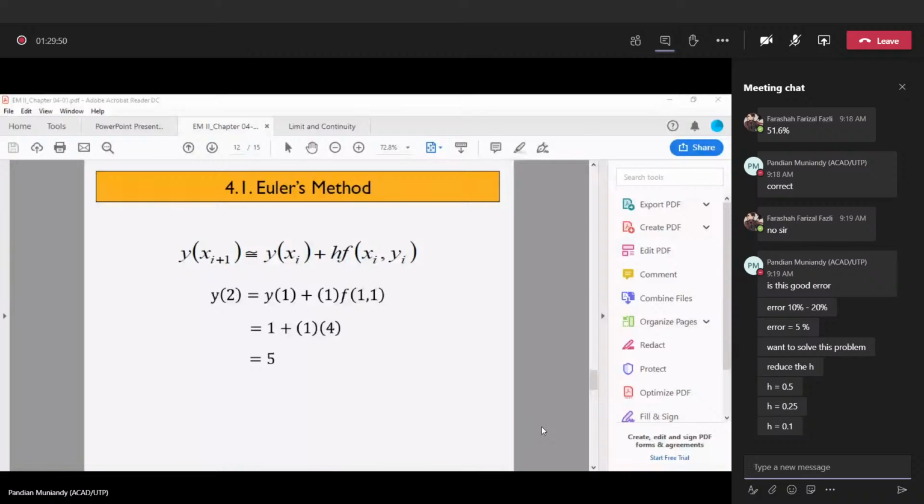So it doesn't mean that by reducing the h, you are guaranteed to get an accurate answer. No, it may not work.